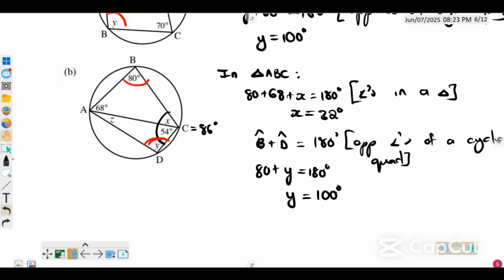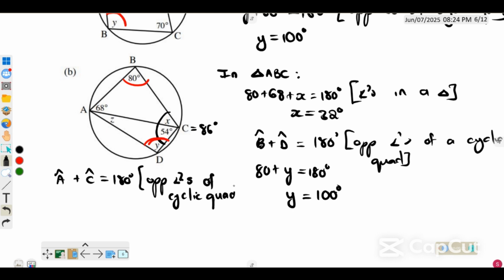And then we should focus on finding angle Z. If you look at this, you will see that angle A, when added to angle C, should give us 180 degrees, because these are the opposite angles of that cyclic quad. Then from here, A is given to be 68 plus Z. That's the whole of angle A. Plus angle C, which we calculated to be 86, is 180 degrees. Transpose everything, then you will end up with Z, which equals 180 minus 86 minus 68, which should give you 26 degrees in the end.